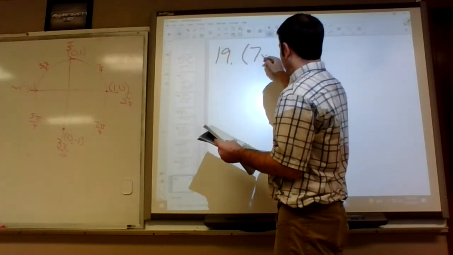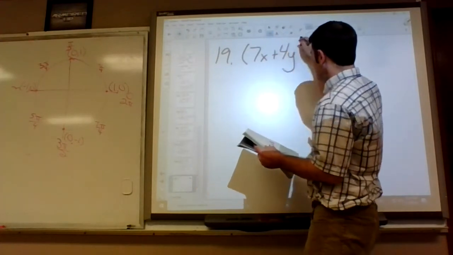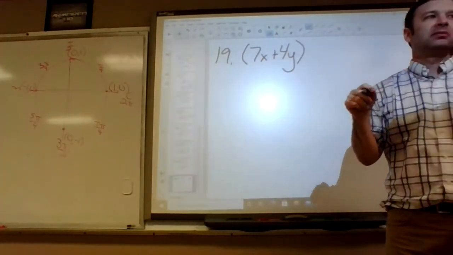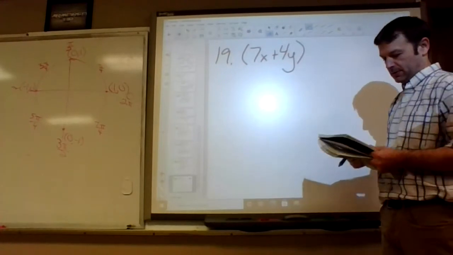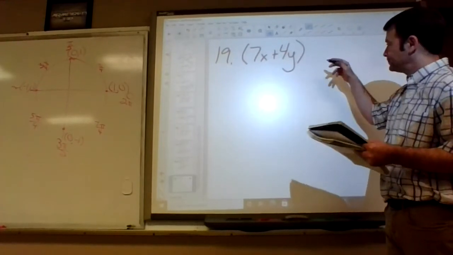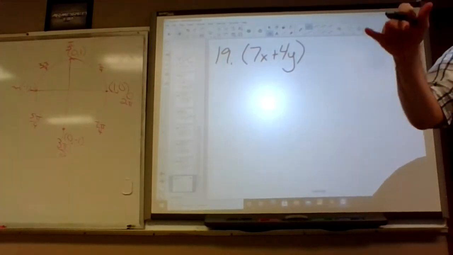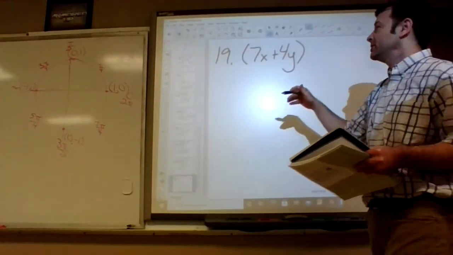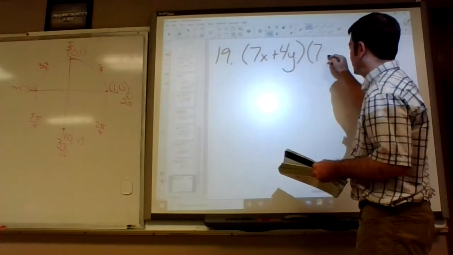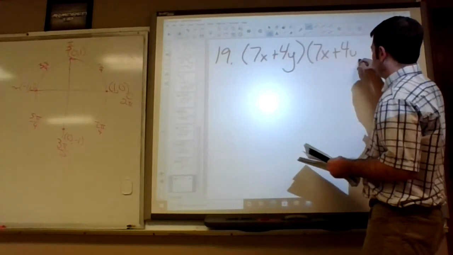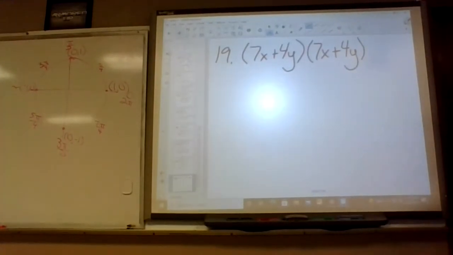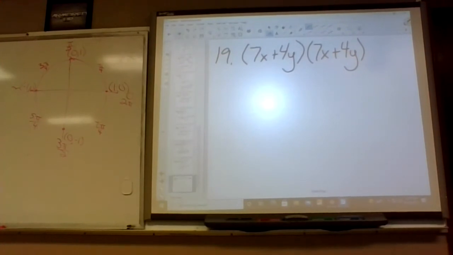You guys know how we're gonna do 19? Okay, 7x plus 4y squared means 7x plus 4y times 7x plus 4y. So it is a FOIL problem. You gotta do all of it times all of it, all of it times itself.